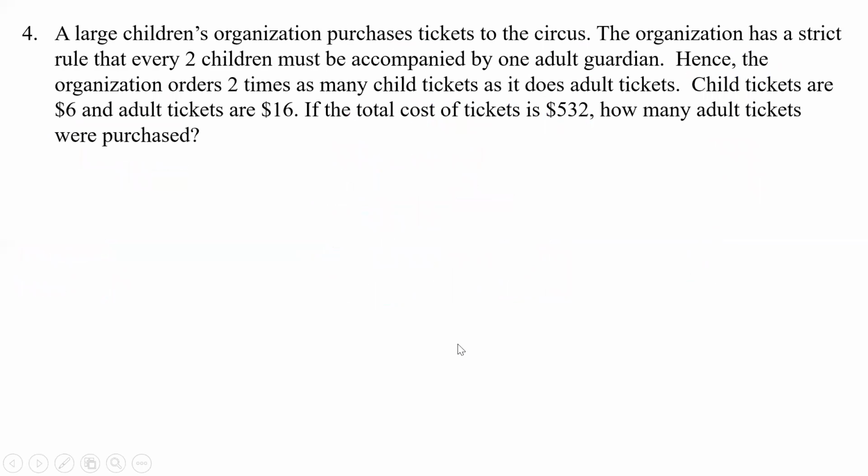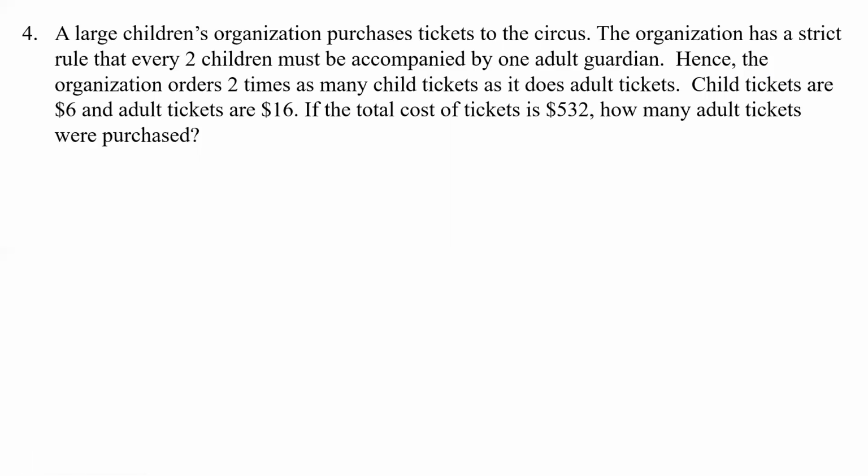All right, one that has a lot more words. So, a large children's organization purchases tickets to the circus. The organization has a strict rule that every 2 children must be accompanied by 1 adult guardian. Hence, the organization orders 2 times as many children tickets as it does adult tickets. Child tickets are $6, adult tickets are $16. If the total cost of tickets is $532, how many adult tickets were purchased?